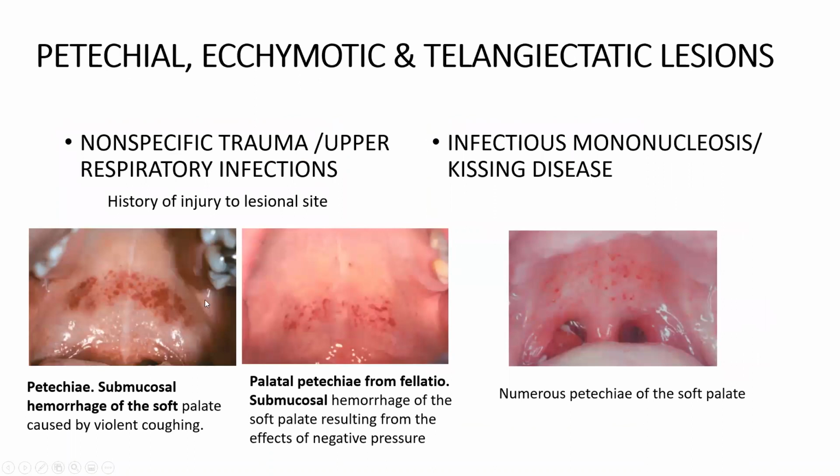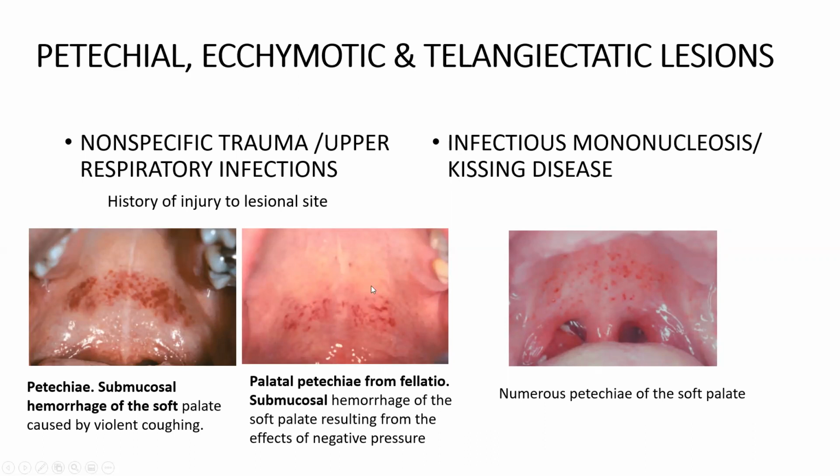So the first lesion is the petechial lesions. These lesions usually are seen on the soft palate. It can be because of various reasons, like violent coughing, which produces trauma to the soft palate, and that injury can lead to pinpoint bleeding here. And as you see, this is another lesion because of fellatio. This also causes submucosal hemorrhage and results in petechial lesions of the soft palate. So it can be non-specific trauma. If you know the reason, then we name it as petechiae formed by that trauma.